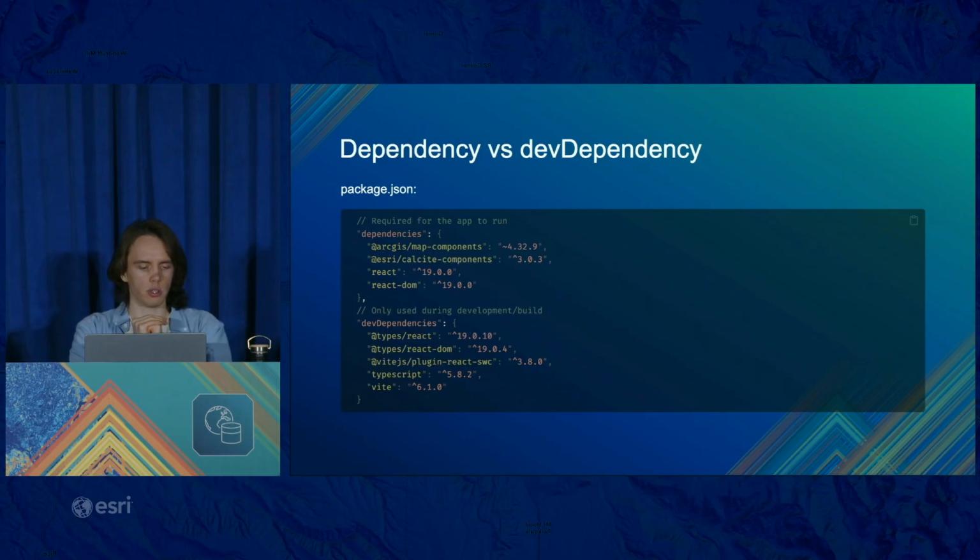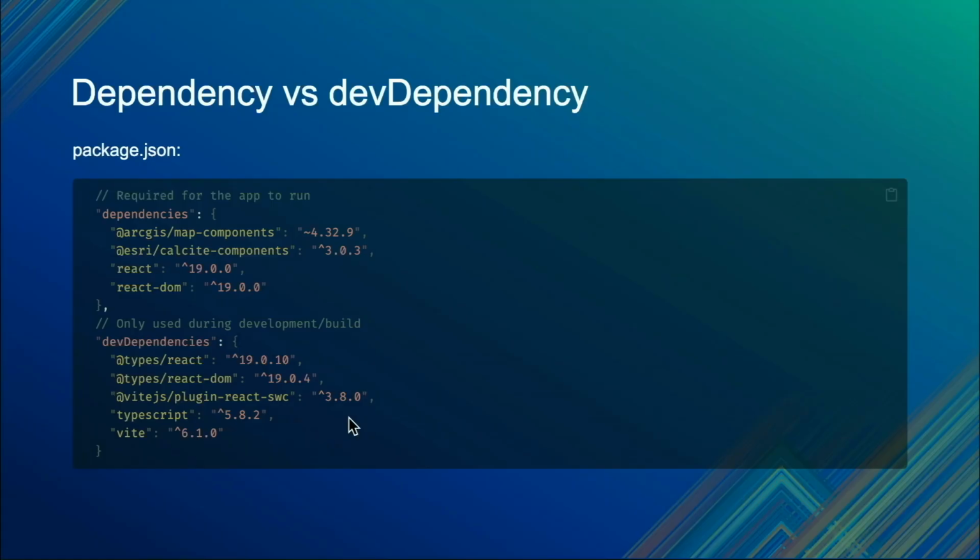Here's an example of a package.json dependencies section, and we have two kinds of dependencies generally. There are dependencies and dev dependencies. Dependencies are the dependencies that are required for your application to run. These are the things that run in the browser. So that's map components and calcite. They are visible to this user. They need to be included in the browser.